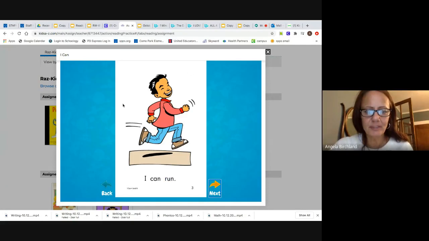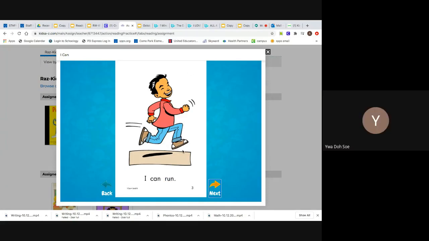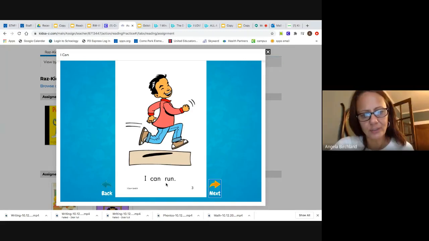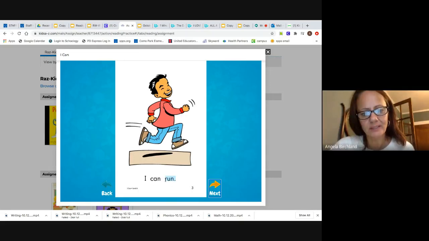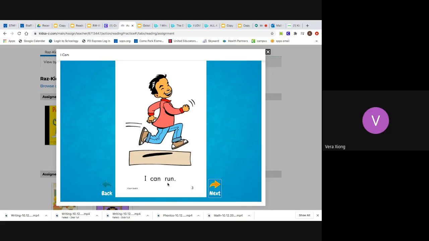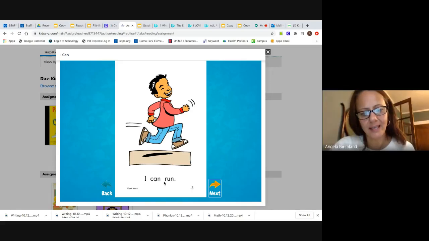So I'm looking at a picture of this boy. Does it look like he's running? It does. Yes. And the title of this book, I Can, is telling us the text pattern. The word that's going to change is this last one. So we get to look at the picture and then decide what this last word says. This time it says, I can run.